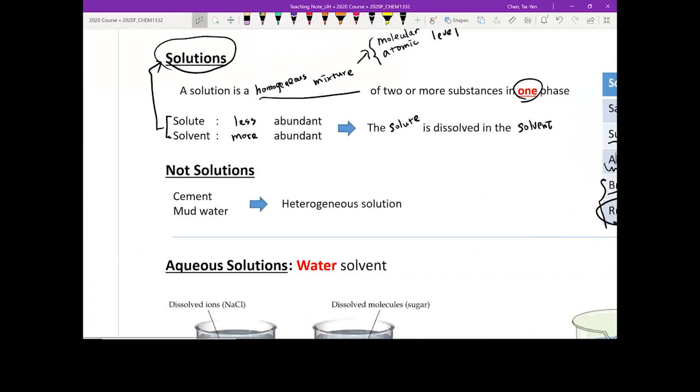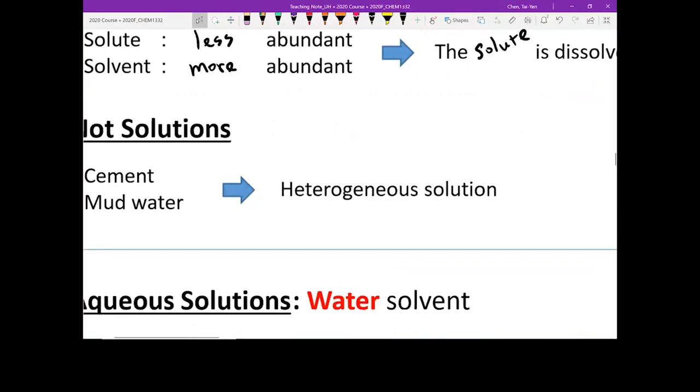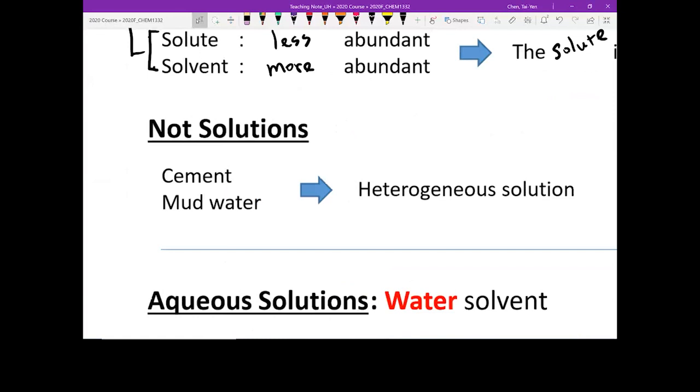So what are the species that are not considered solutions? These are the two examples. The mud water is not a solution. One thing for liquid solutions: in the old days, the way people judged whether something was a solution was by how transparent the solution is.